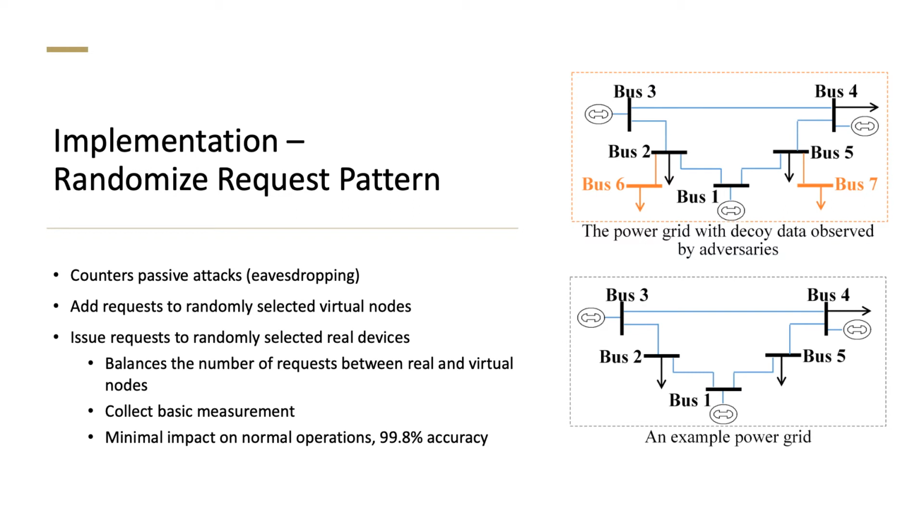And the requests that we are sending are just very harmless requests, like maybe getting some basic or necessary measurement, and also the researchers are able to show that the impact of sending these requests on the system is minimal. They are still able to achieve a 99.8% accuracy on normal control operations.